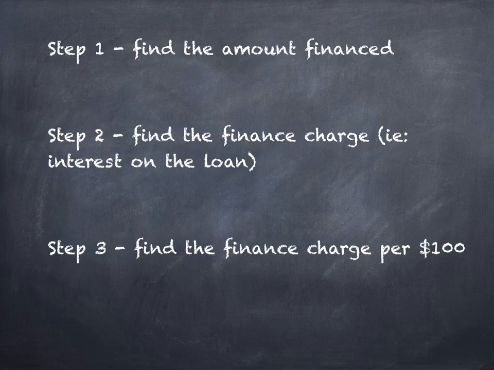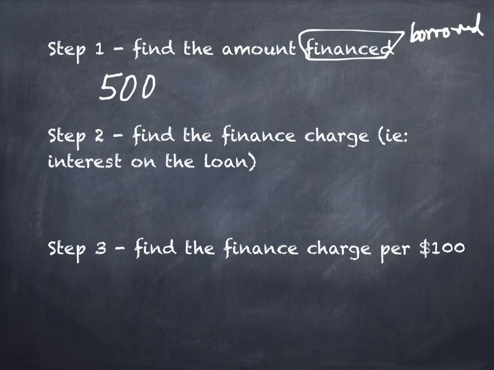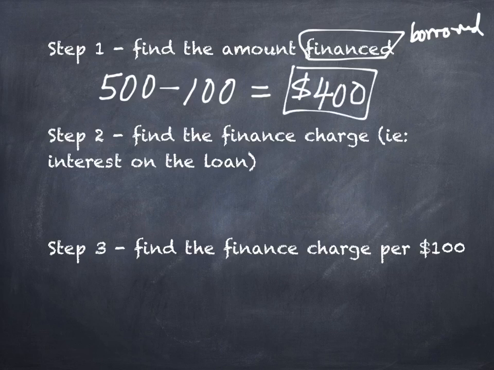Let me take a step back because maybe it's the language that's causing us some problems. Finance means borrowed. How much money did they borrow? $400. And how did you get 400? Right. So financed means the amount that was borrowed. How much did they not have? Well, 500 minus 100, because they paid a $100 down payment, so they financed $400. Is that good? Finance a dishwasher.